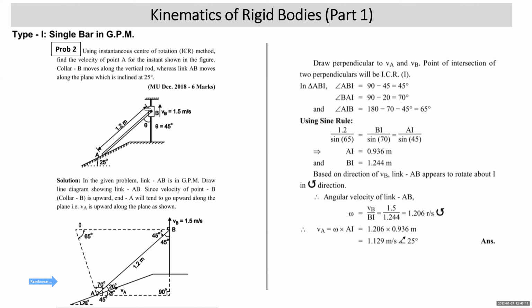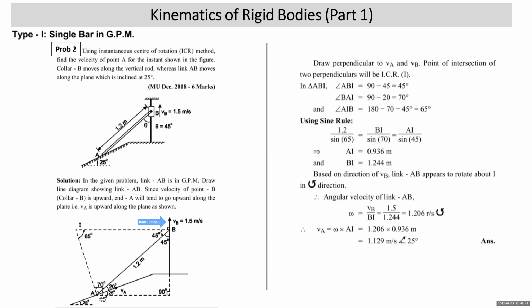Collar at B is bound to move vertically up only with velocity 1.5. That means we can say that the velocity of point B is 1.5 meter per second upward. So we have shown the velocity of point B is 1.5 meter per second upward. When the collar B is going up, A will slide up the plane.